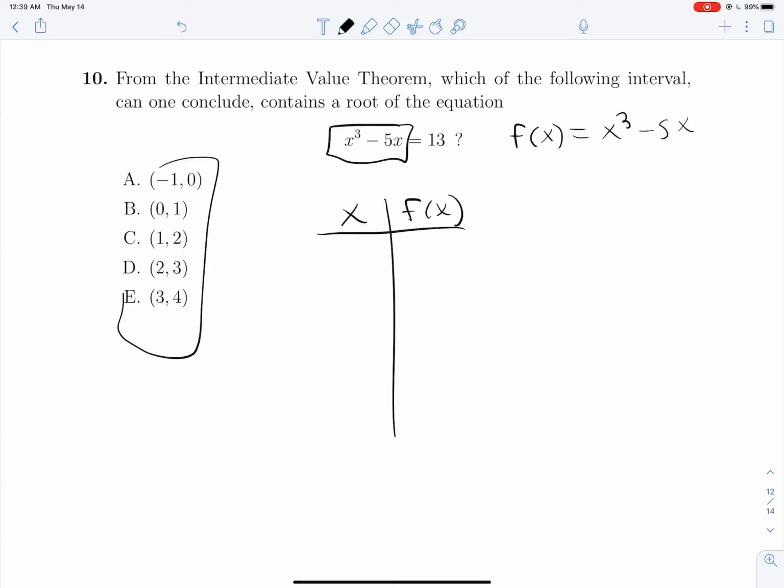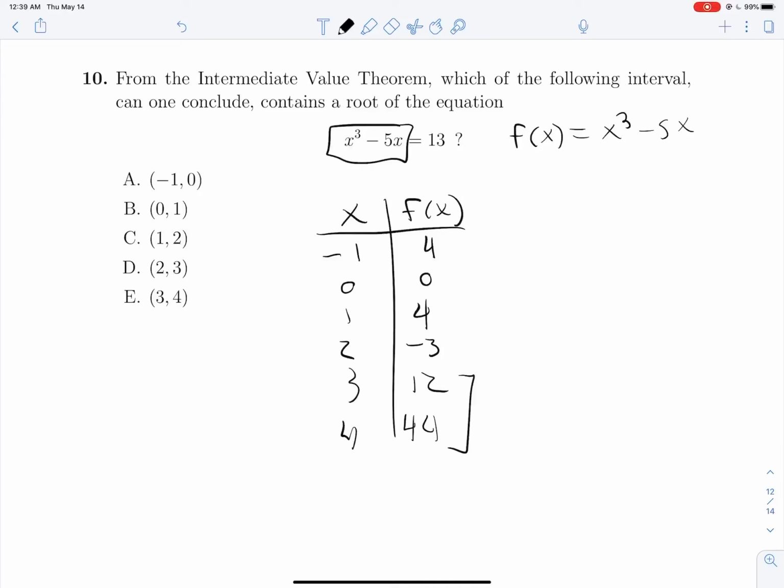It looks like they are dealing with intervals from -1 to 4. So -1, 0, 1, 2, 3, 4. Let's evaluate all of these. Plugging in -1, we get 4, 0, 4, -3, 27 minus 15 is 12. Ooh, look at that. And then what if we plug in 4? We will get 64 minus 20, so 44. Look at that.